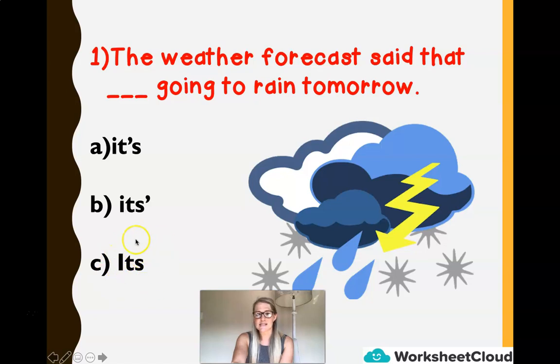What is the correct it's? The weather forecast said that it's going to rain tomorrow. So next to number 1, all you need to write is A, B, or C. And the answer is the first one. Remember, the weather forecast said that it's going to rain tomorrow, and this is a contraction. If I open it up, you always say to yourself, said that it is going to rain tomorrow. That is how, in spoken language, it makes sense. And with the contraction, we've just shortened the two words to make one. So the weather forecast said that it's going to rain tomorrow.